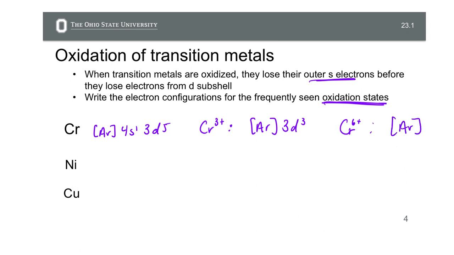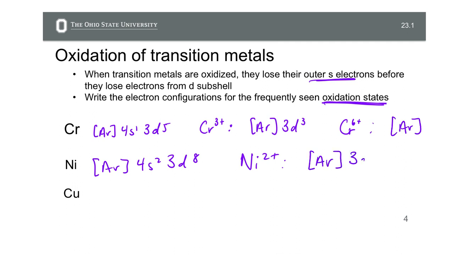So with nickel, we had Ar in brackets 4s2 3d8. Nickel 2+ is a very common cation of nickel. So again, if we're writing the electron configuration of this, we're going to lose those 4s electrons first, those s electrons. And so we're going to end up with an electron configuration of Ar in brackets 3d8. Make sense?